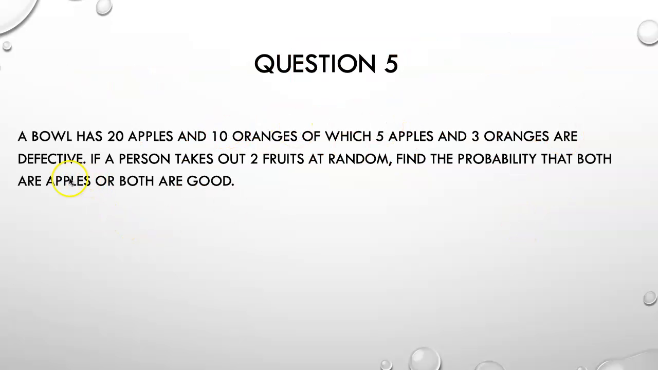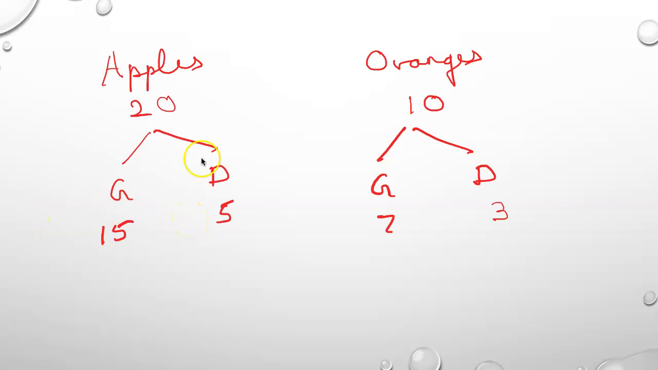Coming to question 5, a bowl has 20 apples and 10 oranges, of which 5 apples and 3 oranges are defective. If a person takes out 2 fruits at random, find the probability that both are apples or both are good. So we have 20 apples, 15 are good, 5 are defective, 10 oranges, 7 are good, 3 are defective.